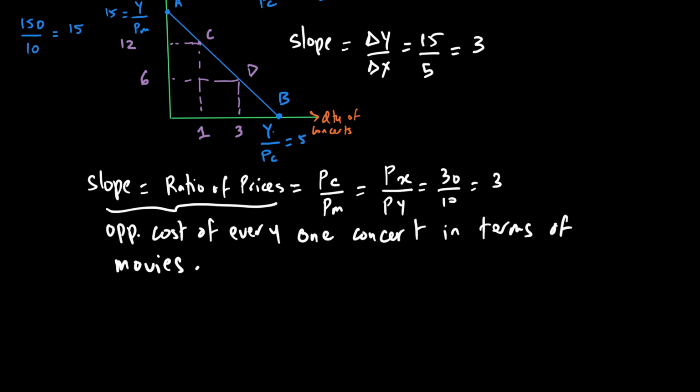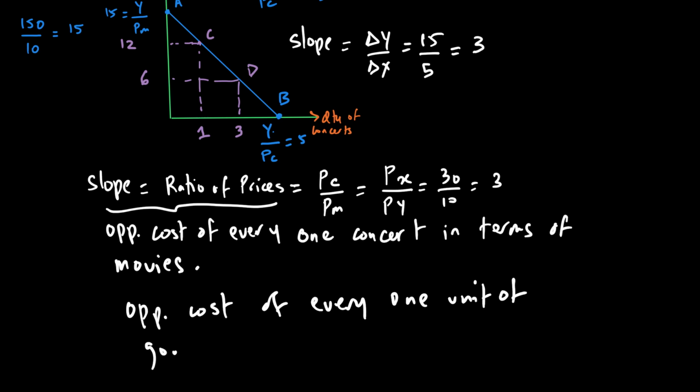For example, if I decide to go to one concert, I will lose 3 movies, because the price of one concert will actually make me go to 3 movies. So in other words, this is the opportunity cost of every one unit of good X to good Y.